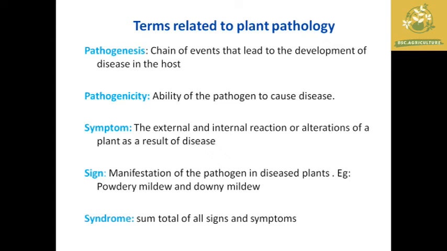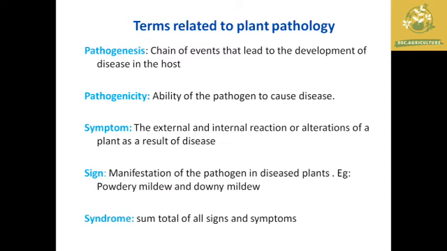And pathogenesis is known as the chain of events which enables the microorganism to develop a disease in the particular host plant, which is a susceptible plant. This process, the chain of events made by the microorganism to cause a disease in the host plant, is known as pathogenesis. And pathogenicity is a term used to describe virulence, which is also known as the ability of the microorganism to cause a disease in the plants.